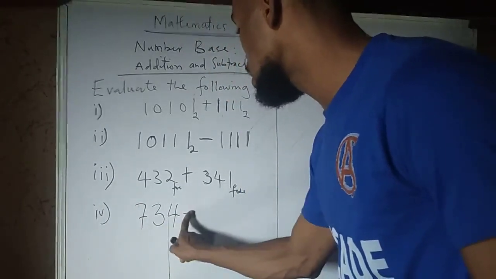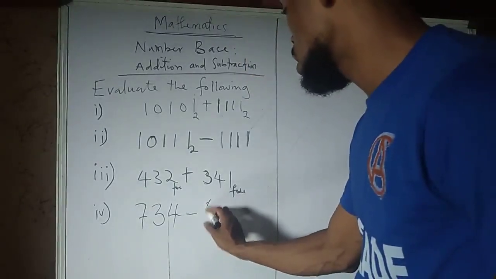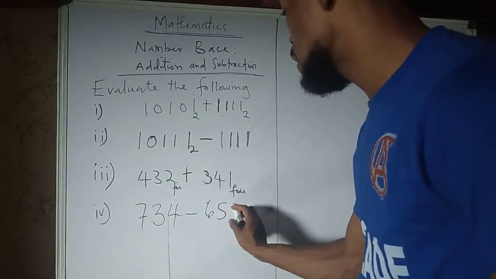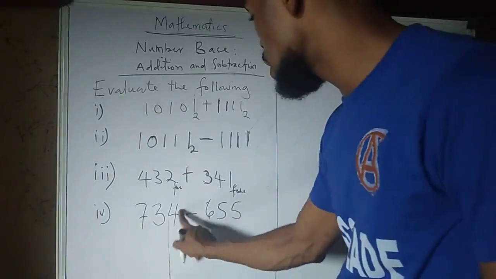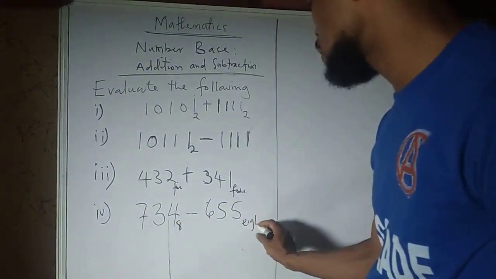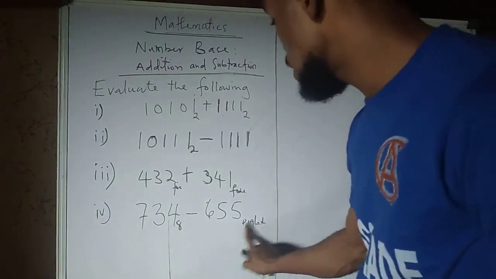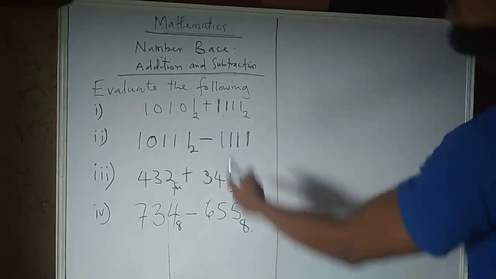734 minus 655, all in base 8, and this is in base 8 as well. Base 8, base 8. Okay, so that's what we want to do now. We want to do others.